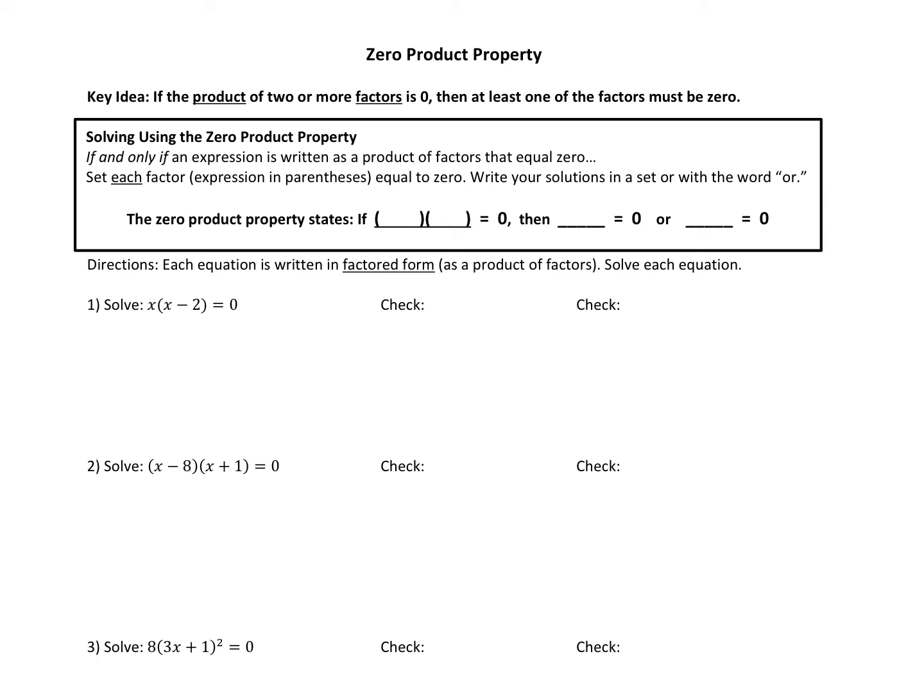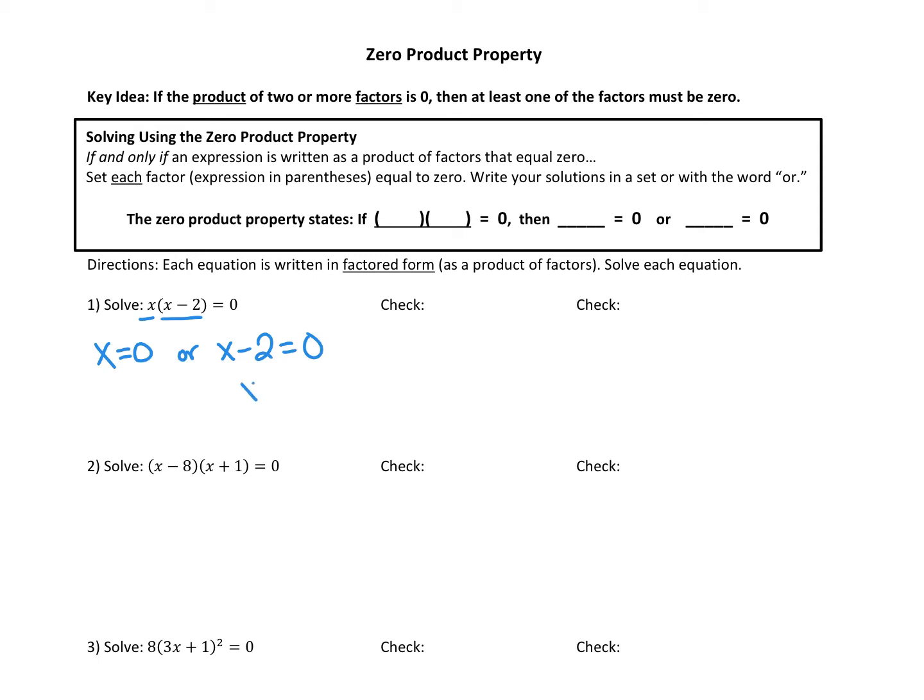So, again, the key idea is that if the product of two or more factors is 0, then at least one of the factors must be 0. We have to have an expression that is factored, meaning it is a multiplication problem, hence product, and it must be equal to 0. So, I can separate each of my factors. Looking at this first example, my factors are x and x minus 2, because we have x times x minus 2 equals 0. So I know that either x is 0 or x minus 2 is 0.